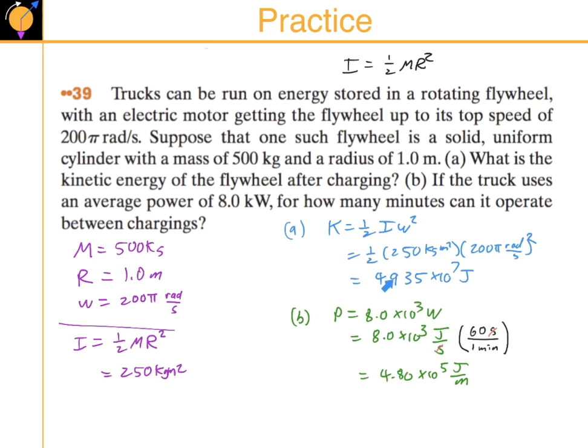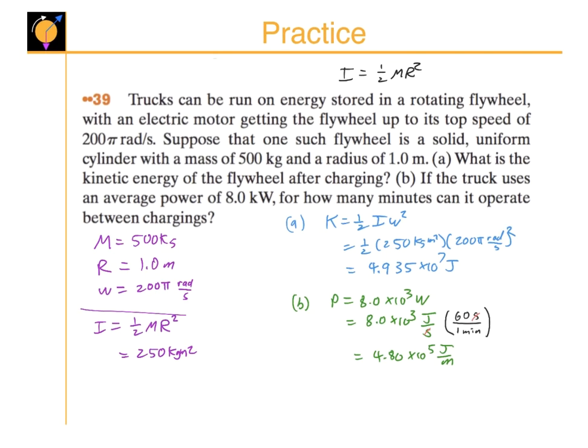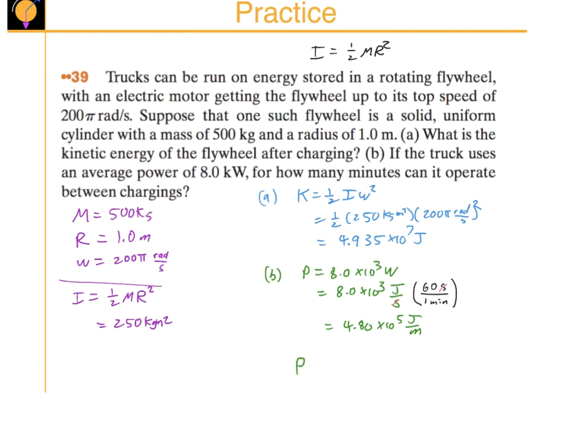And I have a total of almost 5 times 10 to the 7 joules, and it uses about 5 times 10 to the 5 joules per minute. So how many minutes can I run that for? Well, one way I can write power is change in energy over change in time. So the total amount of time is going to be the total energy divided by the power.